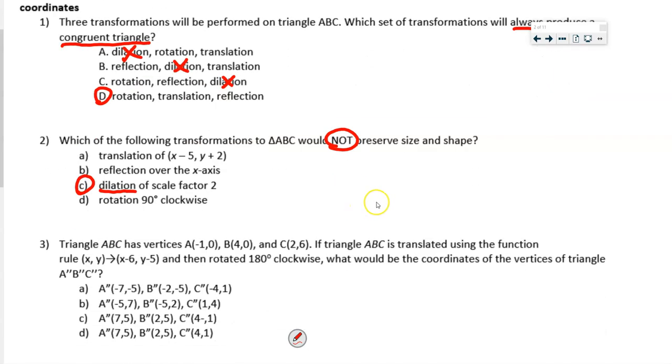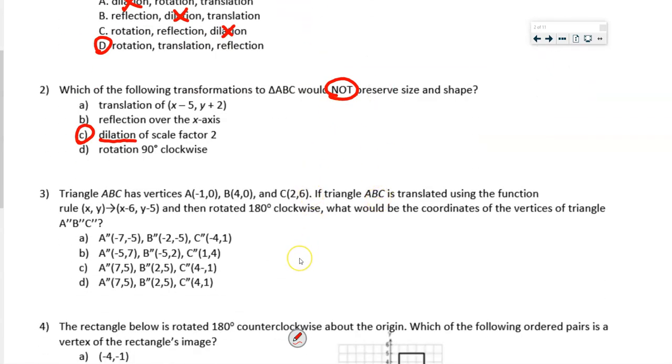Okay, so number 3 says triangle ABC has vertices A, B, and C. If triangle ABC is translated using the function x minus 6 and y minus 5, and then rotated 180 degrees, what would be the coordinates of the vertices of the triangle A'B'C'? Okay, so we've got 2 transformations here, right? So we know that we're going to subtract 6 from x and subtract 5 from y to get our first prime, and then we're going to rotate 180 degrees, and the rule for that is negative x, negative y.